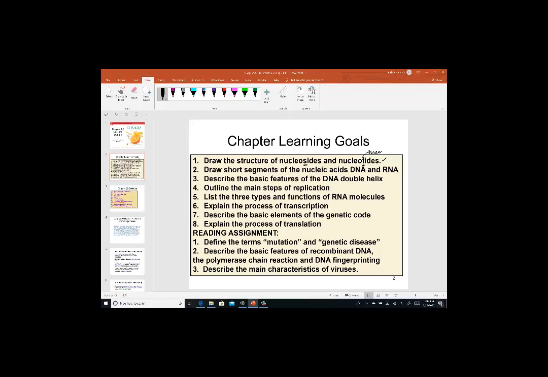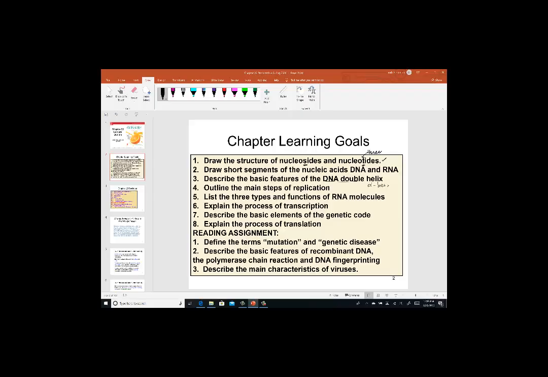We'll be able to put those together to form short segments of nucleic acids called DNA and RNA. DNA, deoxyribonucleic acid, and RNA, which would be ribonucleic acid. We'll describe the basic features of the DNA double helix. And you remember last chapter when we talked about an alpha helix in terms of a secondary structure of a protein, we'll see that DNA has 2 winding ribbons complementary to one another. We'll outline the main steps of replication.